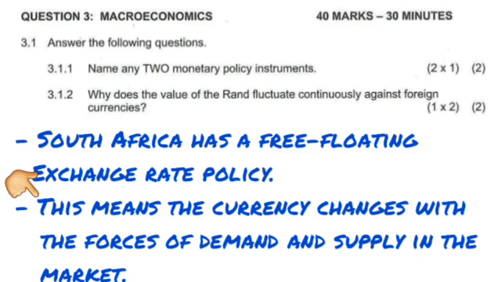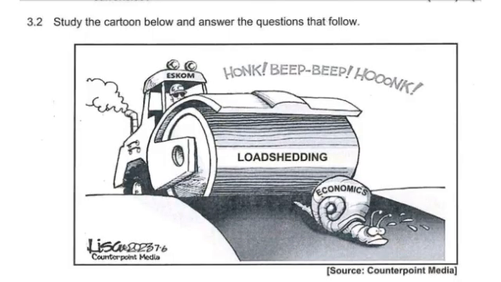So our currency will fluctuate based on how much is demanded and how much of it we have to supply. Then we go now to that question that specifically focuses on the business cycle, but they are using a cartoon to do so. It says, study the cartoon below and answer the questions that follow. We see that there is ESCOM. ESCOM is pushing load shedding, and that load shedding is crashing our economy. That's how we are interpreting that cartoon.